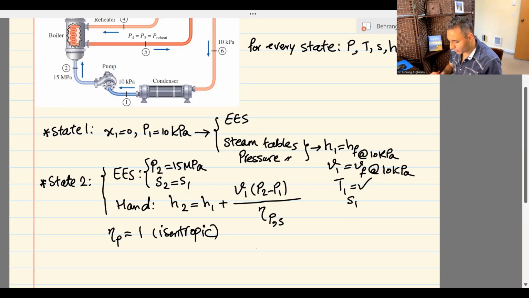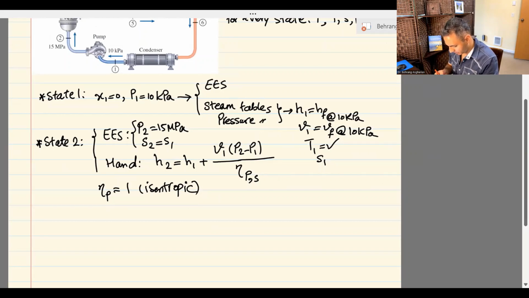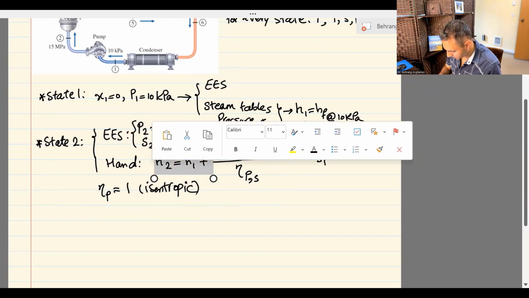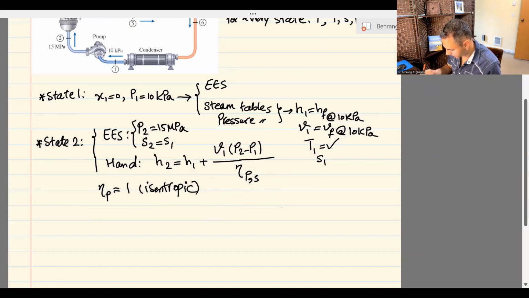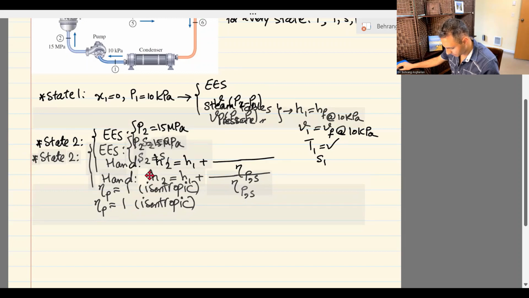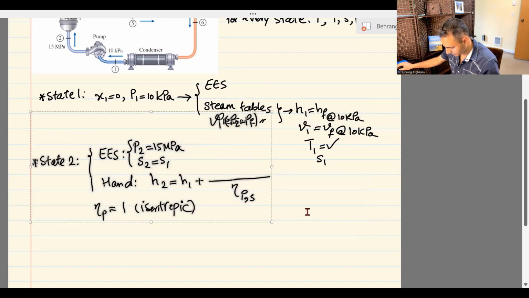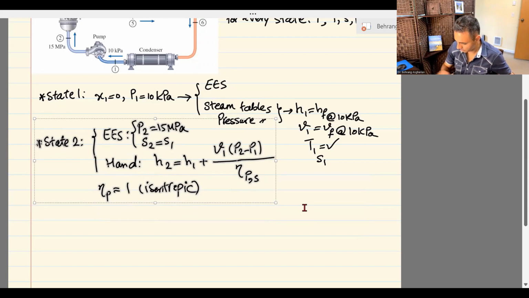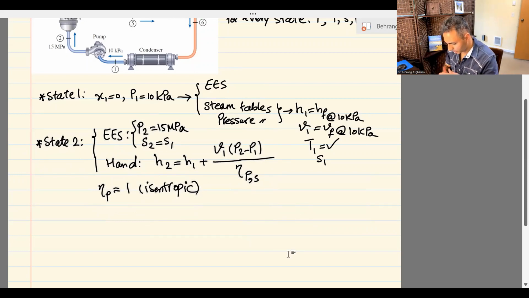Okay, so it looks like state 2 is determined. Once you have 2 pieces of information, you have everything else. Let me try to move this a little bit down. Actually, I guess I messed up, so let's not do that. All right, you know what? I'll just write it here.